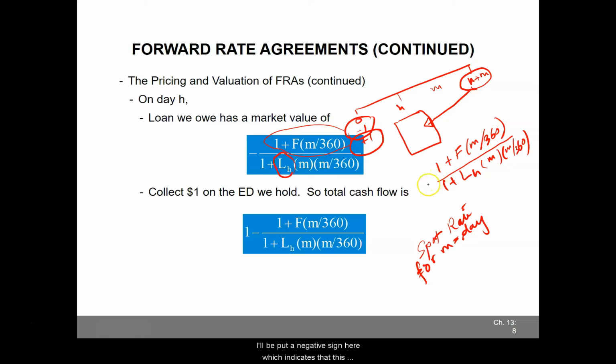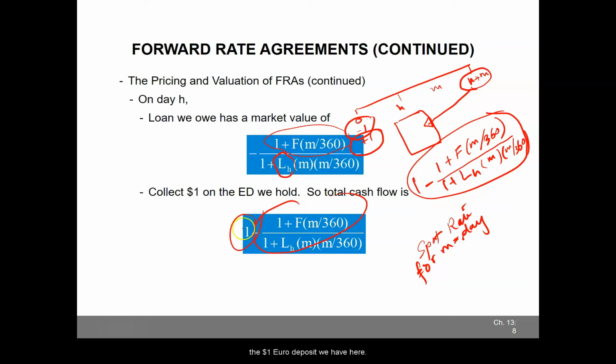So we put a negative sign here, which indicates that this is the short position. So on day H, we have this as our liability. Now our asset will mature, which is a euro-dollar deposit of $1 we deposited on day naught here. So we will receive $1 here. So if you see here, this is our asset and this is our liability. So the present value of what we owe on H plus M days and the $1 euro deposit we have here. So that is the position on day H.